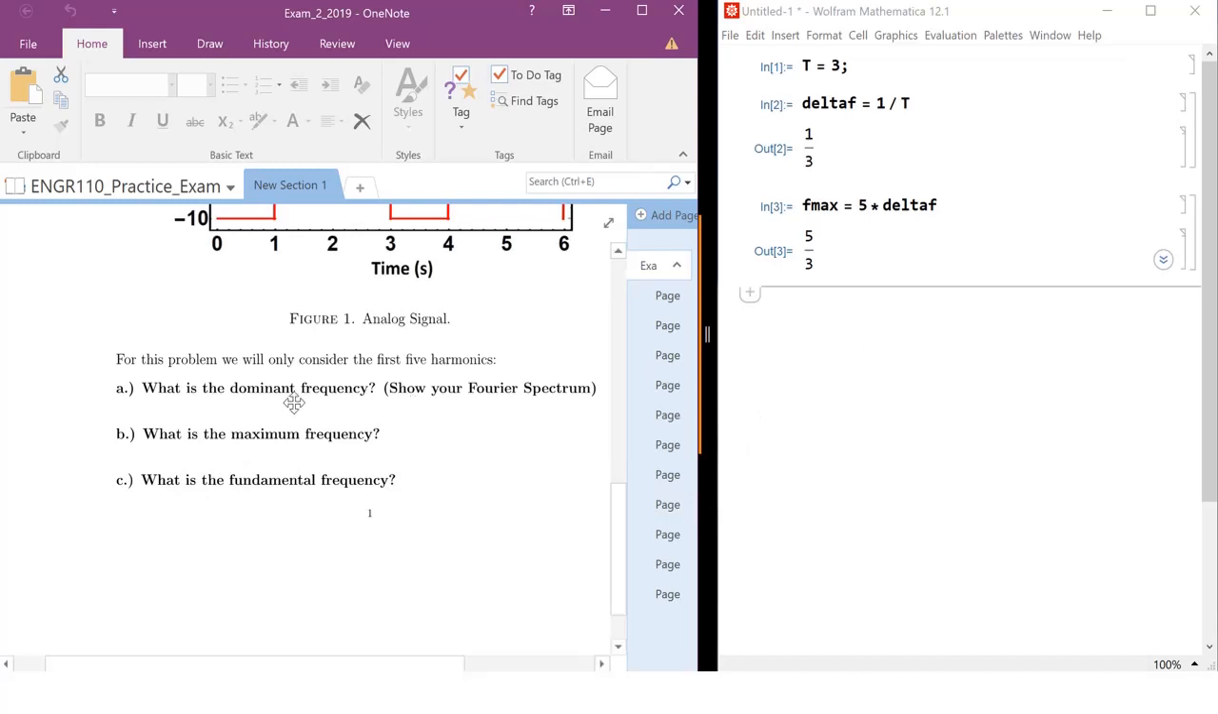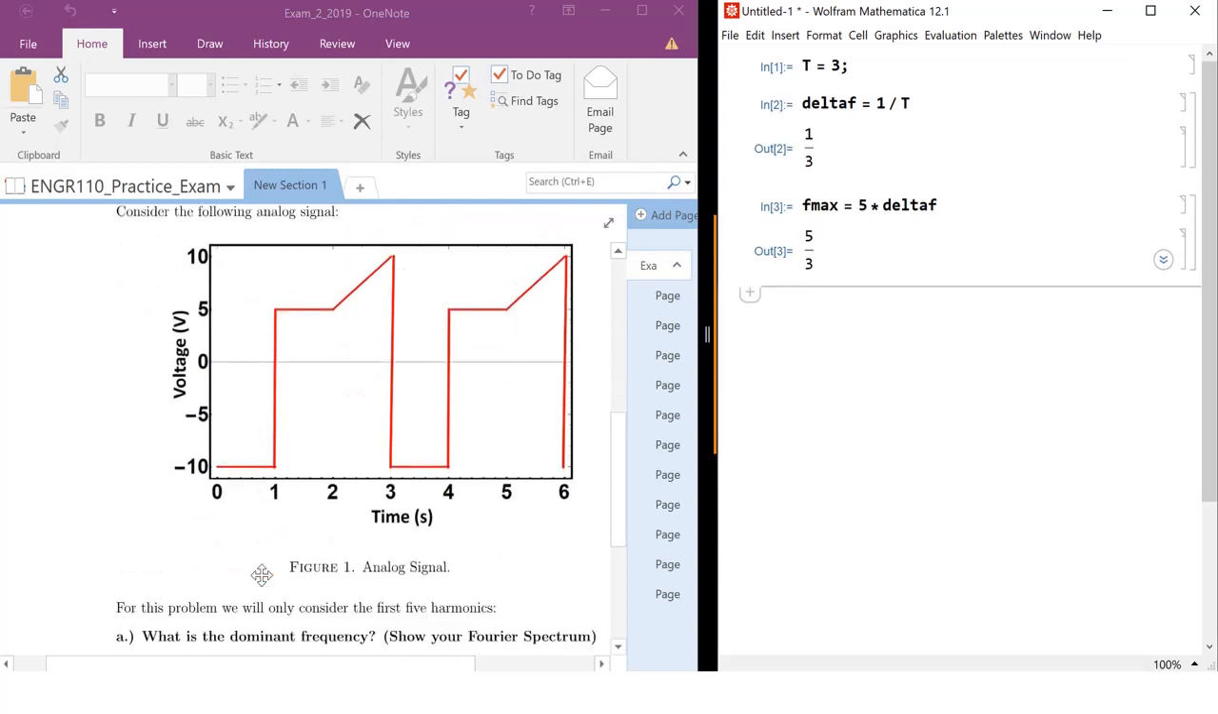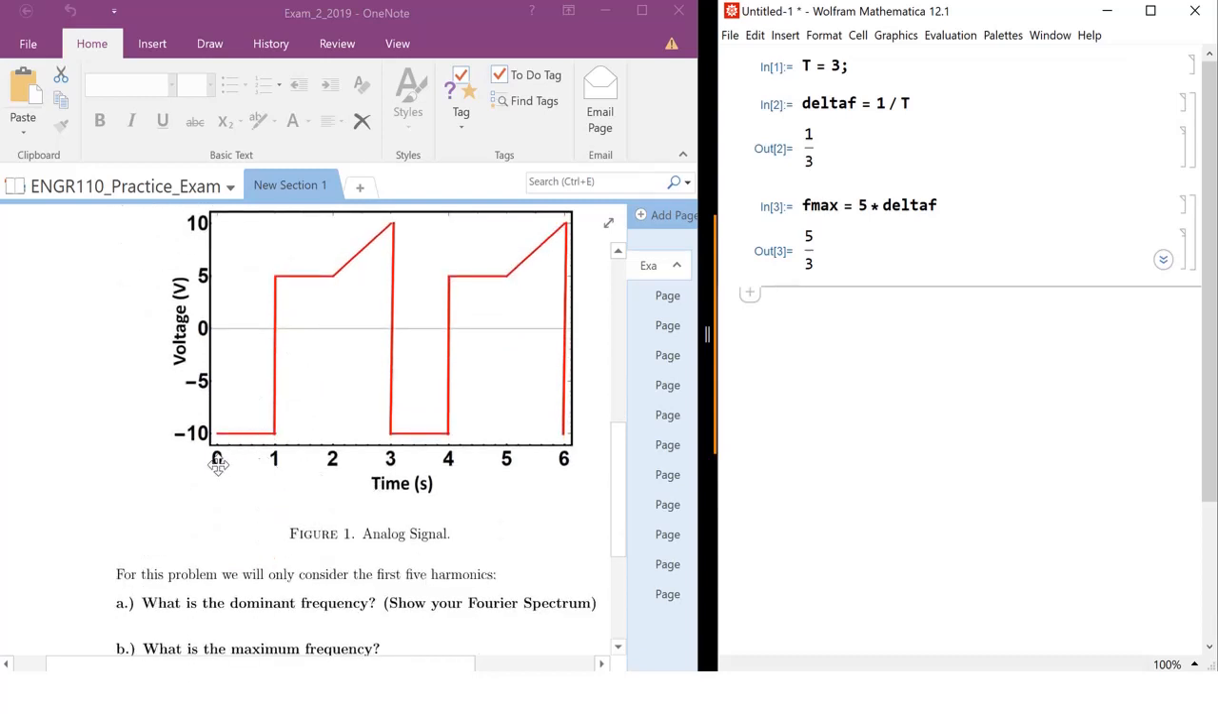But in order to find the dominant frequency, we need to plot our Fourier spectrum, so we need to calculate our harmonics. To do that, we first should look at how we can describe this function between 0 and 3 seconds, our period, piecewise. Our first function from 0 to 1 is just -10. Our second function from 1 to 2 is just 5.